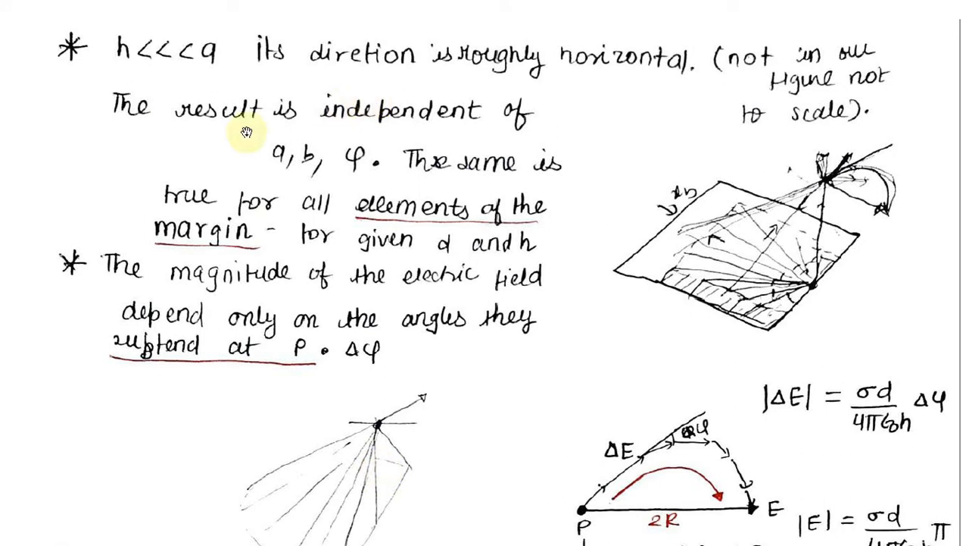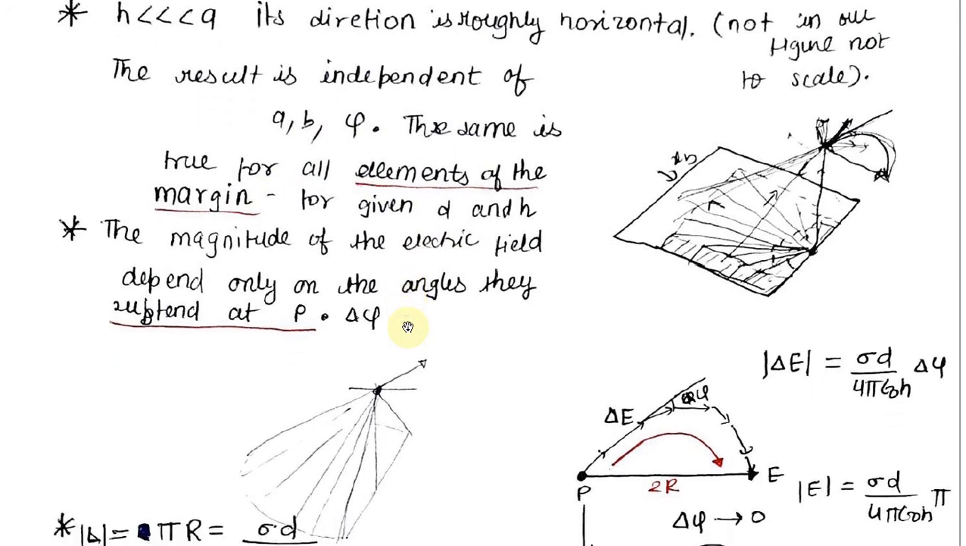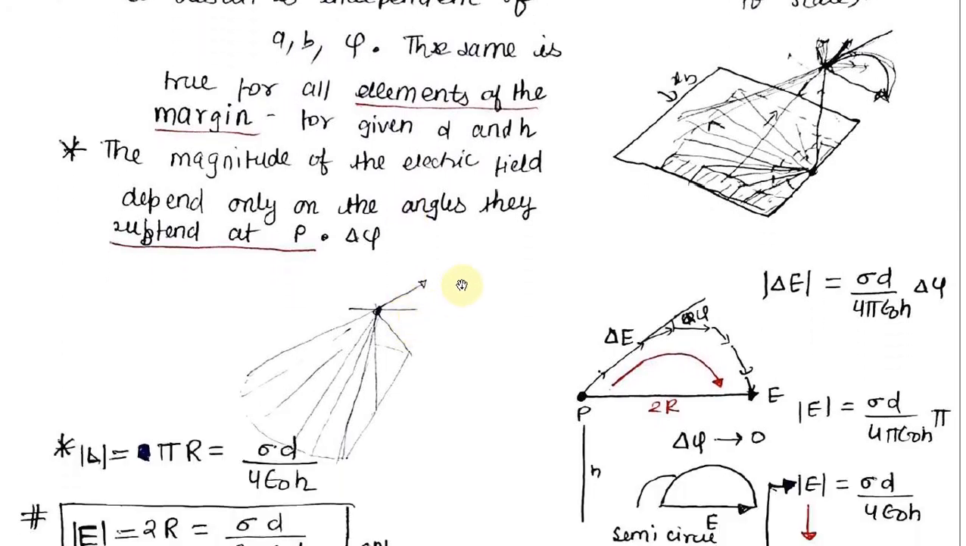Here you can see that h is very less than a. Its direction is roughly horizontal. In our figure we can't see that because it is not to scale. The result is independent of a, b and psi. The same is true for all elements of the margin for given d and h. And the magnitude of the electric field depends only on the angles they subtend at p dash, the point at the plate, not at p.